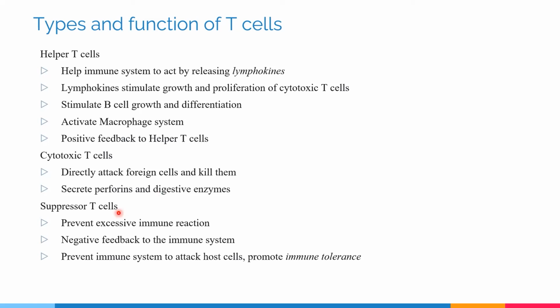And finally, we have the suppressor T cells, which provide a negative feedback to the immune system. So the suppressor cells prevent excessive immune reaction. They produce a negative feedback to the immune system and prevent the immune system of the host from attacking its own cells and promote immune tolerance. These are the types and functions of the various T cells that are present in our body.